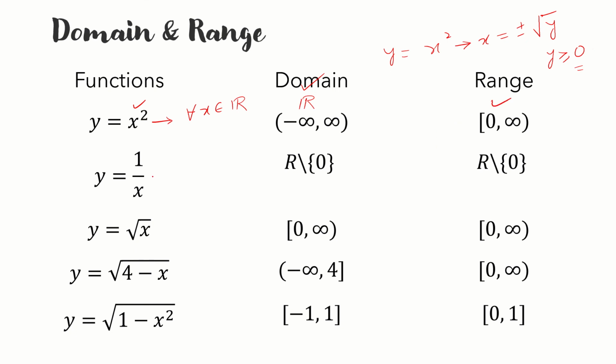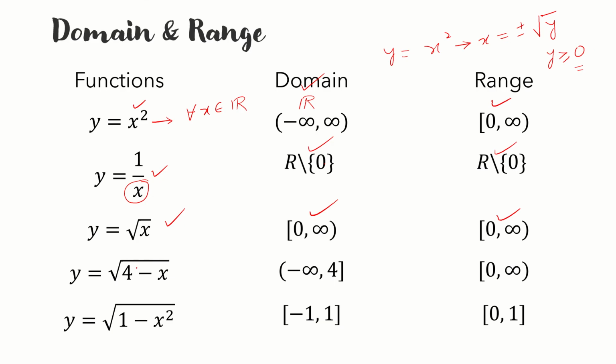As we discussed in the previous case, 1 over x: all real numbers except 0, because its denominator will be 0 at x equal to 0. So the domain is all real numbers except 0, whereas the range is also the same thing. We discussed already y equal to under root x, so the domain and range both are non-negative real numbers.